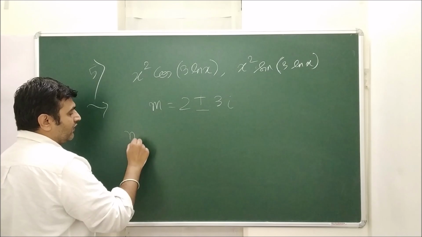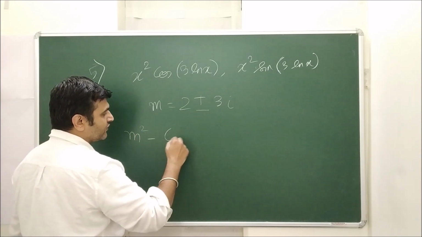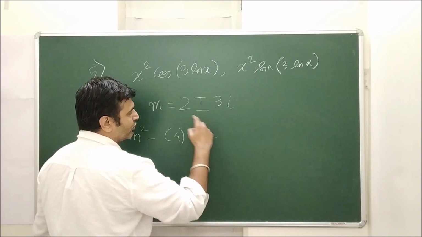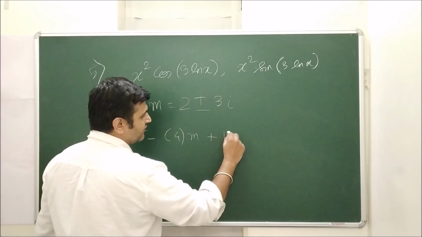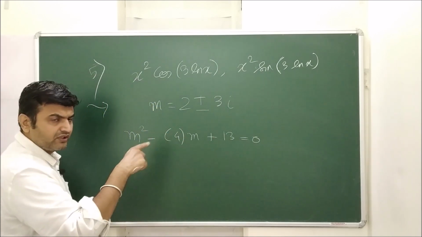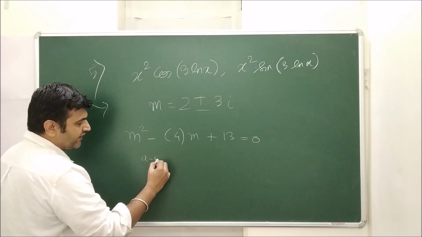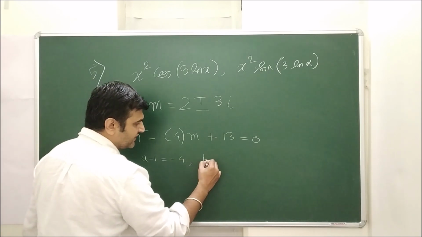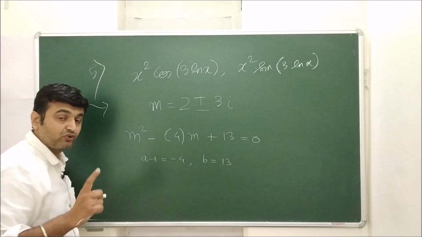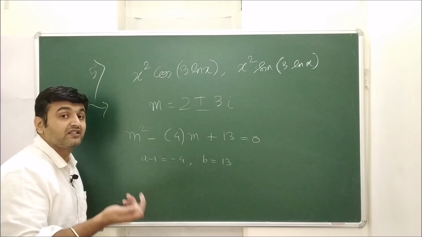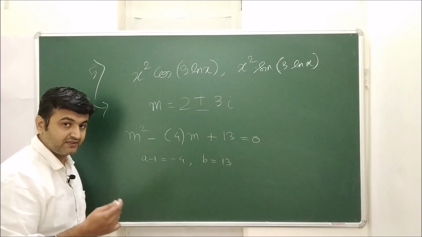Okay, so m square minus sum of the roots into m plus product of the roots. So I think it is 13. Just check it. If it is incorrect, please correct me. So from here, what is your a minus 1? It is minus 4. What is your b? 13. That's what the auxiliary equation is for Euler-Cauchy: m square plus (a minus 1) into m plus b equals 0.